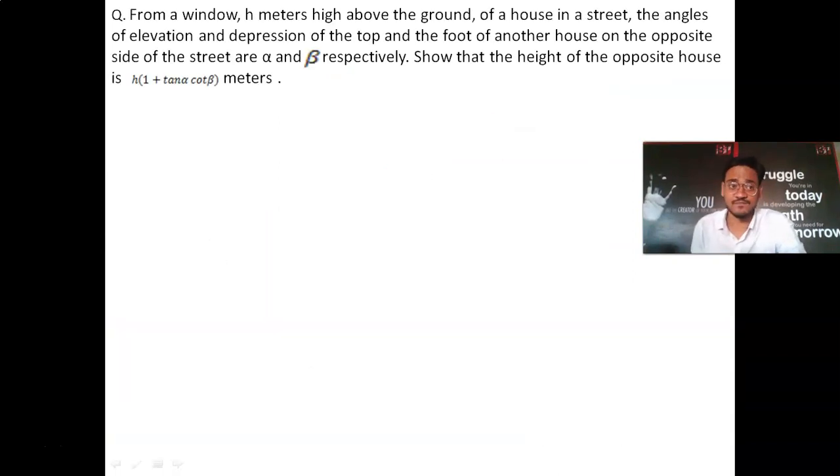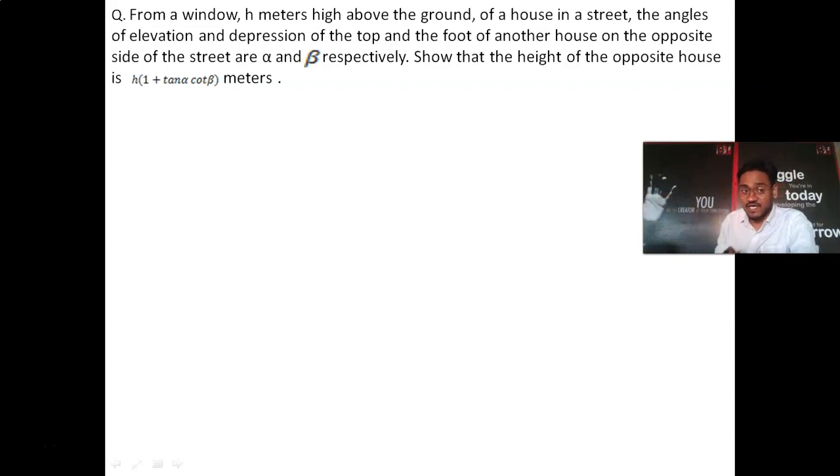Okay, now next question. From a window h meters high above the ground of a house in a street, the angles of elevation and depression of the top and foot of another house on the opposite side of the street are alpha and beta. Show that the height of the opposite house is this one.